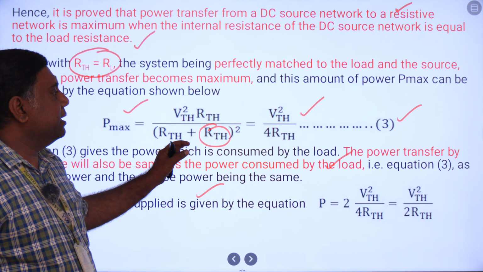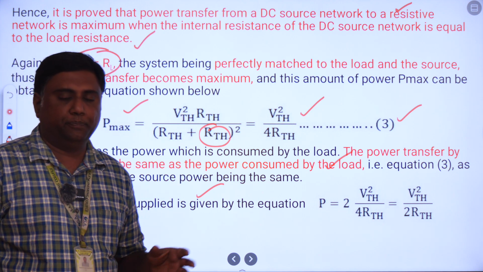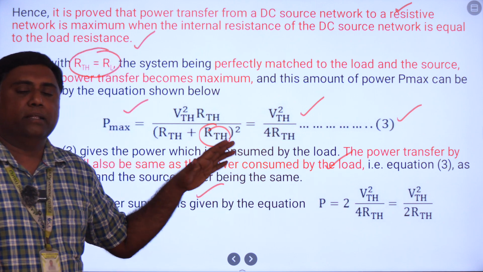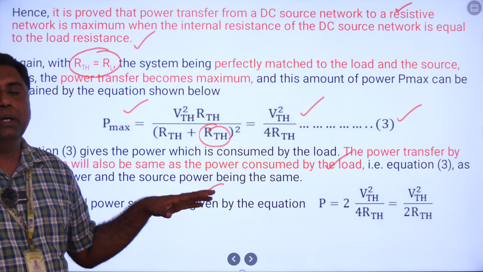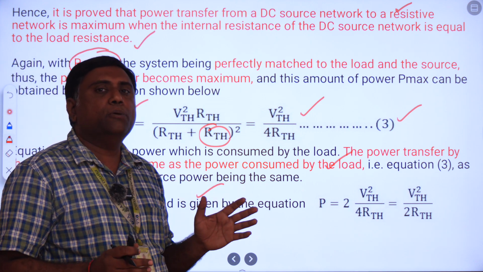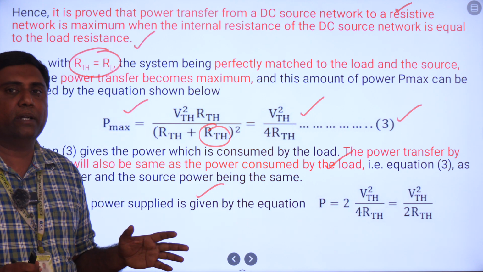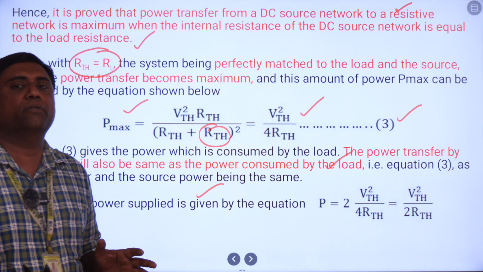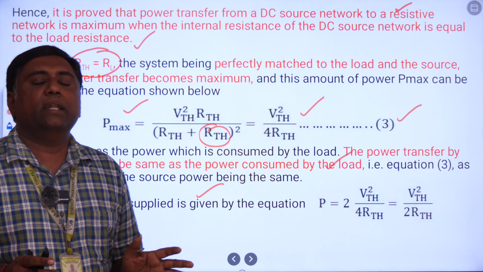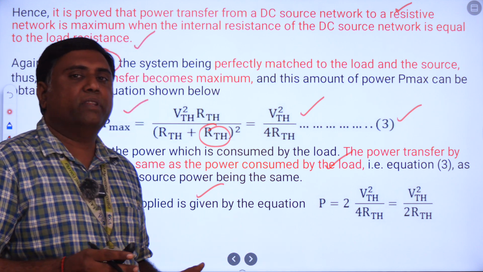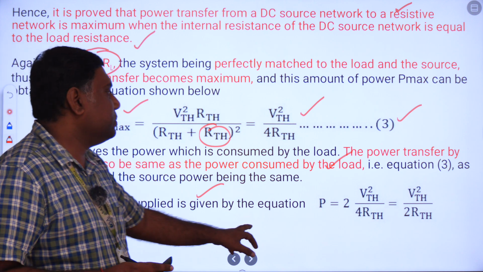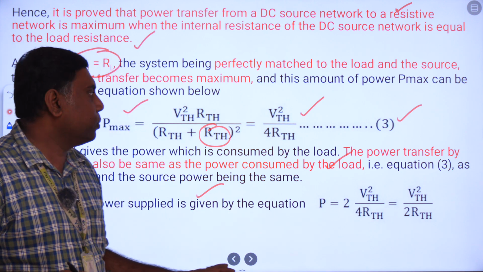See, while we are transferring the power from the source network to the load network, when the source resistance and the load resistance are equal, the total power will be consumed 50% by the source network and the remaining 50% will be consumed by the load network. So obviously we can achieve only 50% of the source power at the load power. So that's why we have to think over this point.